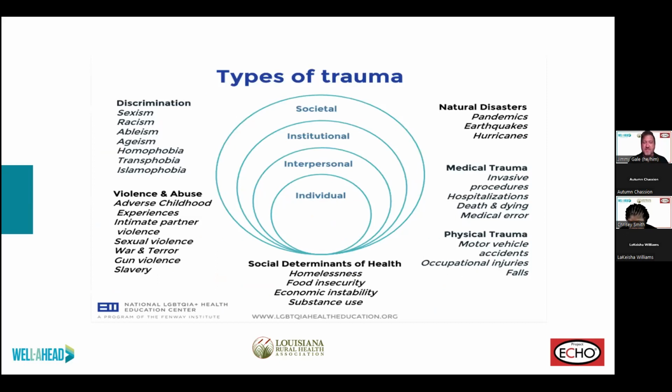Up on the screen, you're going to see a graphic from the National LGBTQIA+ Health Education Center. I'm just including this to talk about the different levels of trauma. We have individual trauma, things that you have done or experienced yourself. Interpersonal trauma are interactions that you've had with other people, whether you have been bullied or beaten or abused by somebody else, whether they're family, friends, a community member, or a stranger on the street. Those situations stick with you. Institutional trauma is a big one that we see in a clinical setting where folks are not being respected. They're being spoken down to. They're not having a great healthcare experience.